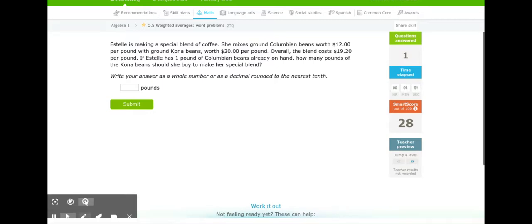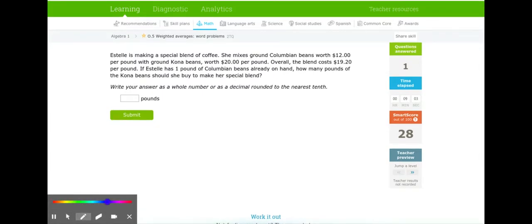All right, so let's start underlining things because we've got a lot of info there. So we've got Colombian beans worth $12. We've got Kona beans worth $20. Overall, the blend costs $19.20. Estelle has 1 pound of Colombian beans, so we're going to go back to blue because that's the Colombian. So 1 pound of Colombian beans. How many pounds of the Kona beans should she buy? So we don't know. So I'm going to underline that in red just to keep things color-coded. So how many pounds of the Kona beans? So we don't know how many Kona beans we have.